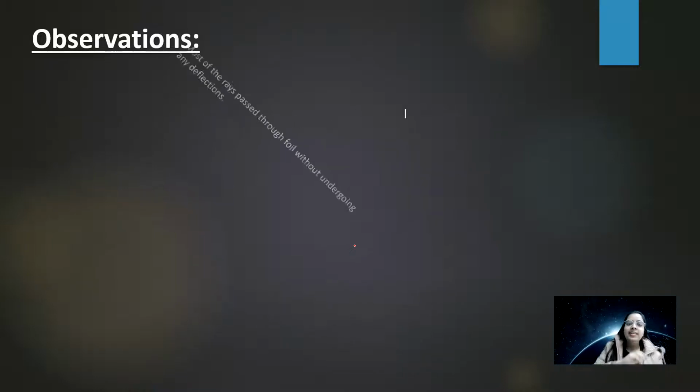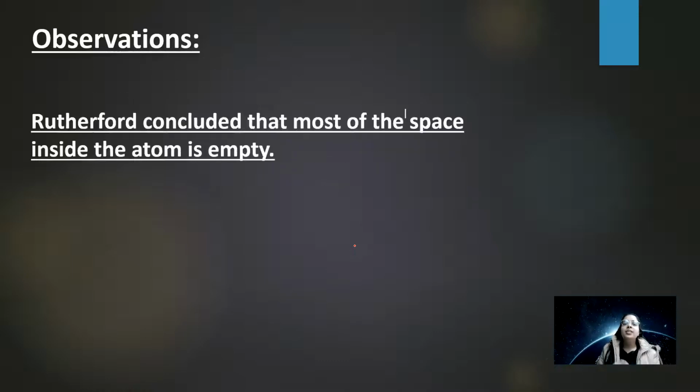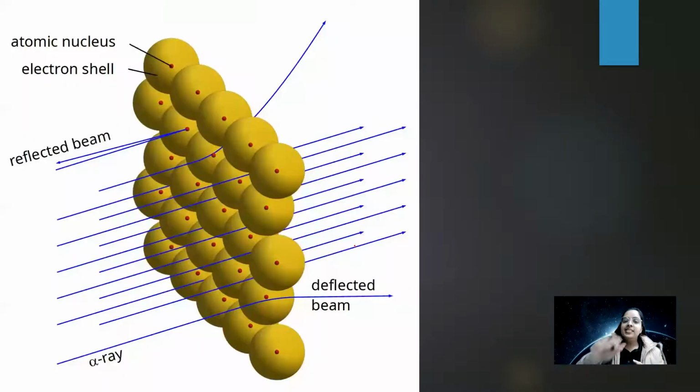This concludes that most of the space inside the atom is empty. If your alpha rays are not interacting with any kind of material, that means they are going straight. They are going straight because they are not interacting with any material. Hence, if 800 rays are going straight, that means most of the space inside your atom is empty.